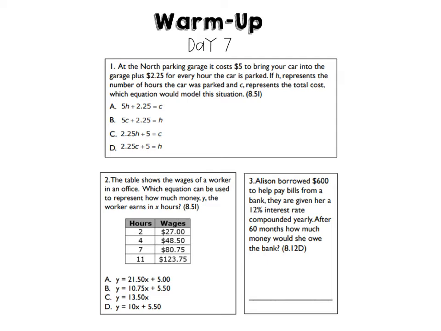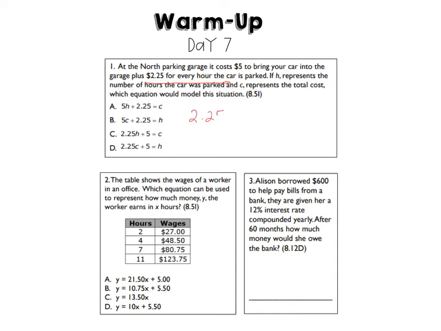Now let's move on to our warm-up for day number 7. We are starting with a problem where we're actually trying to write the equation. Now if you remember, we're looking for a part that repeats and a part that happens once. So here, that $2.25 every hour is my part that repeats.